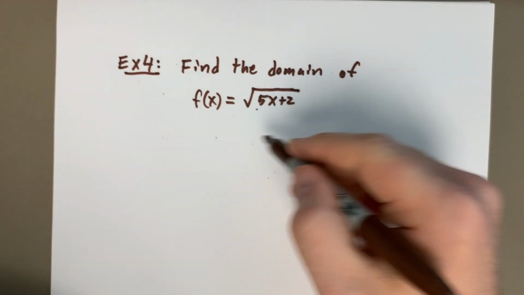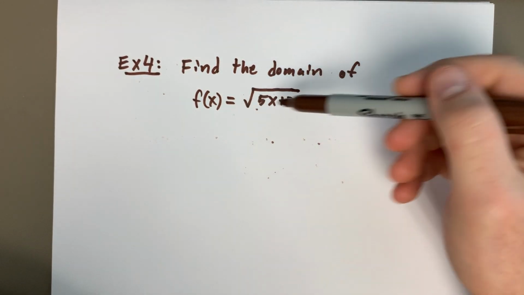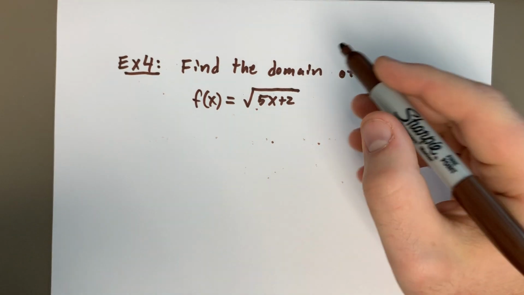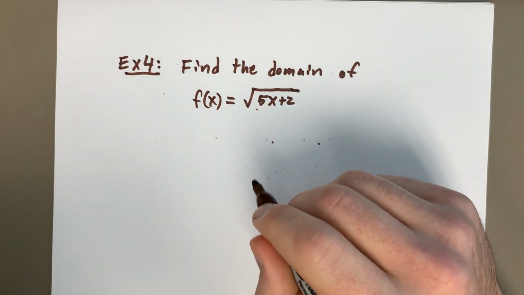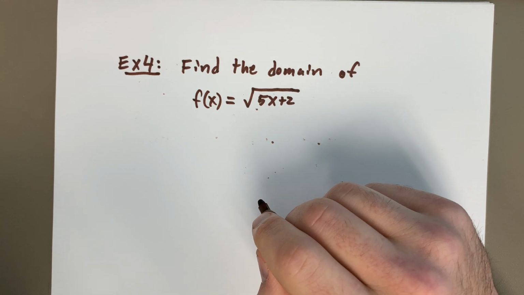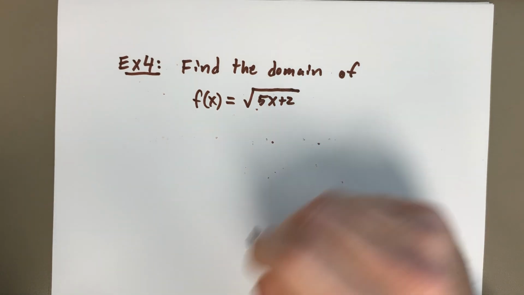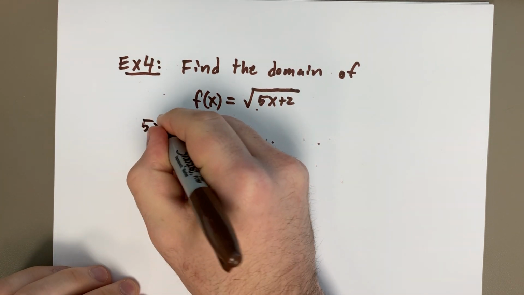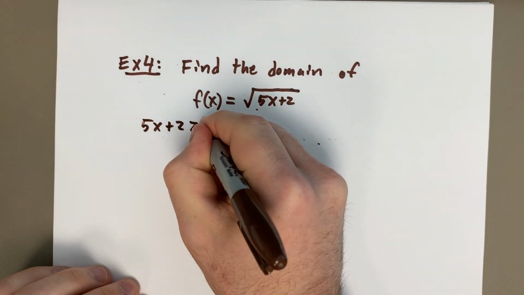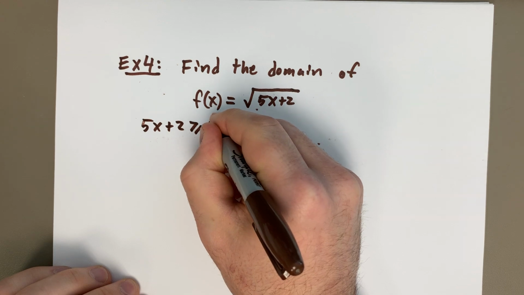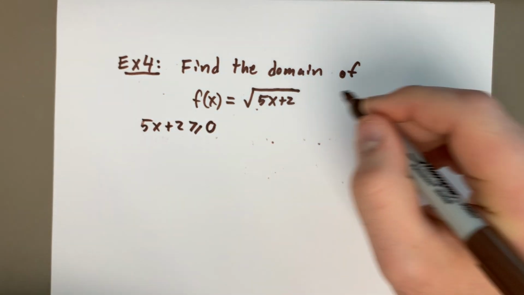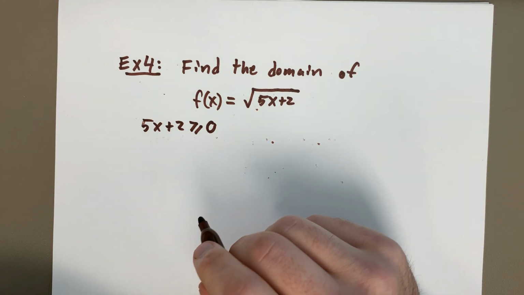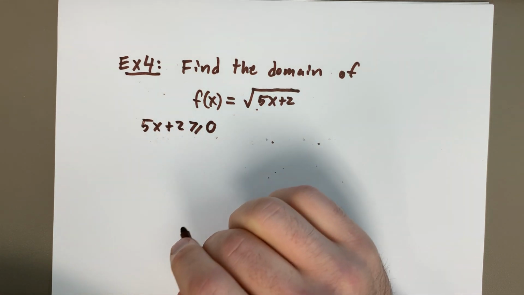So in this case, we're looking at a very simple situation where we have the square root of 5x plus 2, and we want to make sure that the inside of this remains greater than or equal to 0, because if that's true, I can take the square root of it. So what I do is I say 5x plus 2 is greater than or equal to 0. Okay? Now, what x's make this true? We're looking for the set of all x values that I can plug in so that this happens.